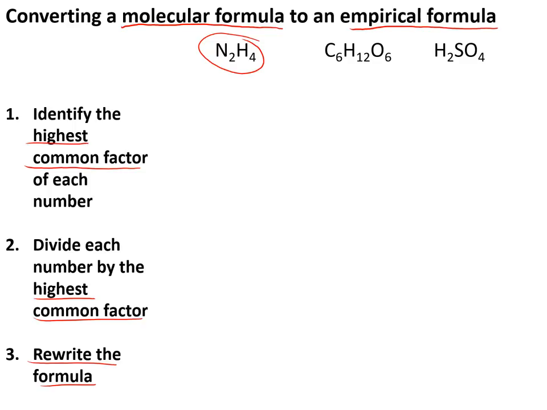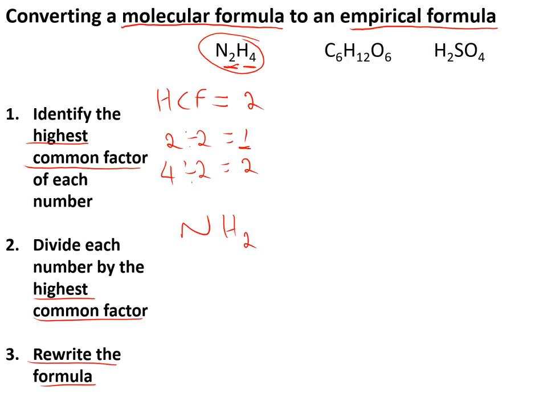Okay. So N2H4, the highest common factor of 2 and 4 is 2, because both 2 and 4 can be divided by 2. Okay. So then I divide each number by the highest common factor. So my nitrogen is going to be 2 divided by 2 equals 1. And for hydrogen, it will be 4 divided by 2 equals 2. So my formula is going to be NH2. Because there was 1 N, I don't put a number there. I just leave it as N.